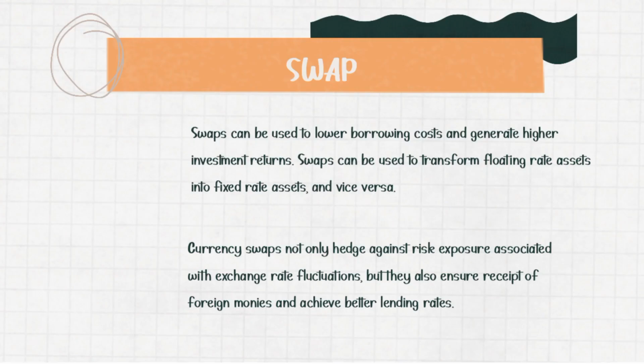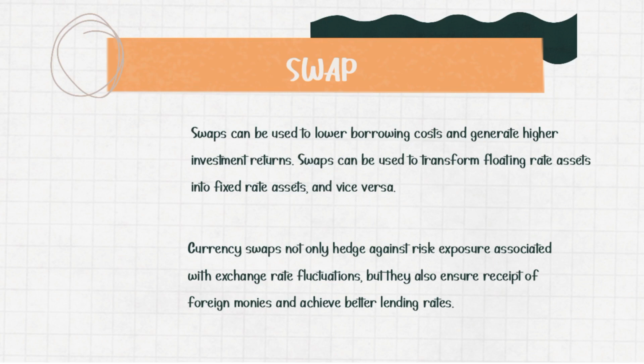So we have another derivative that can reduce risk. A swap is another method for reducing financial risk. As noted earlier, a swap is an exchange. Swaps can be used to lower borrowing costs and generate higher investment returns. Swaps can be used to transform floating rate assets into fixed rate assets, and vice versa.